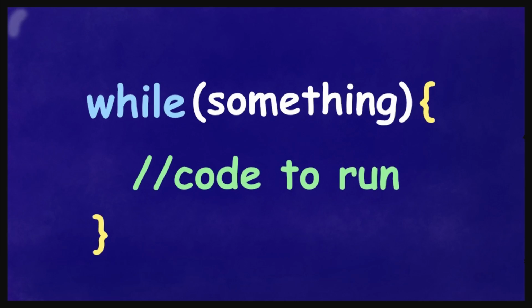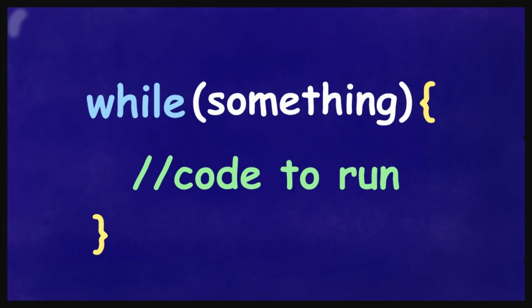Next, let's talk about while loops. These are perfect when you don't know in advance how many times the loop needs to run. The syntax is straightforward. All you need is to type while, followed by a condition inside parentheses. So now it's pretty self-explanatory. While this condition is true, run this block of code. As long as this condition is true, the code inside the loop will continue to run.